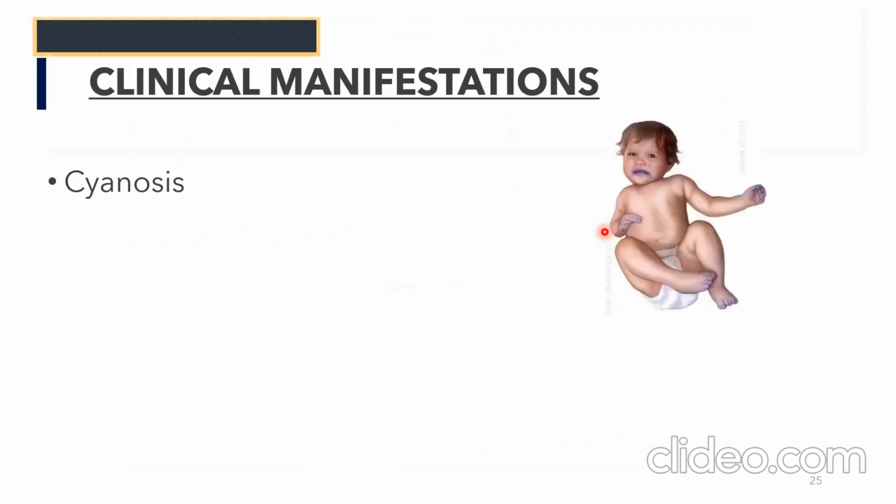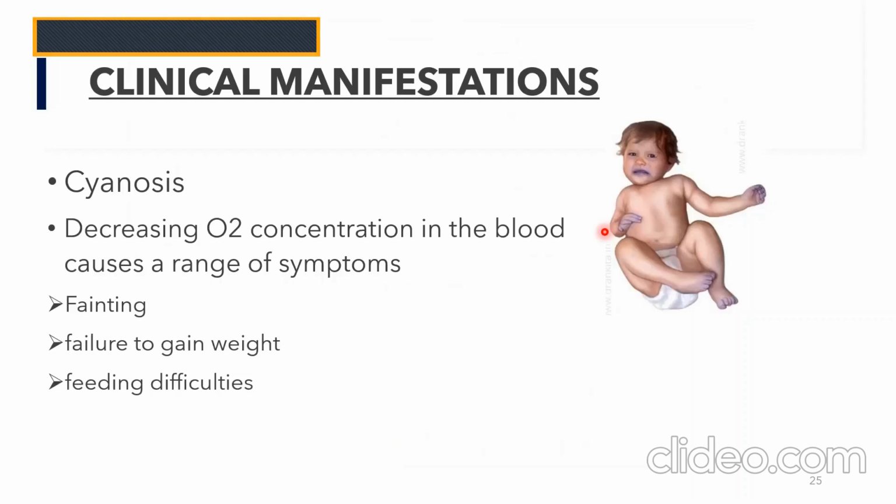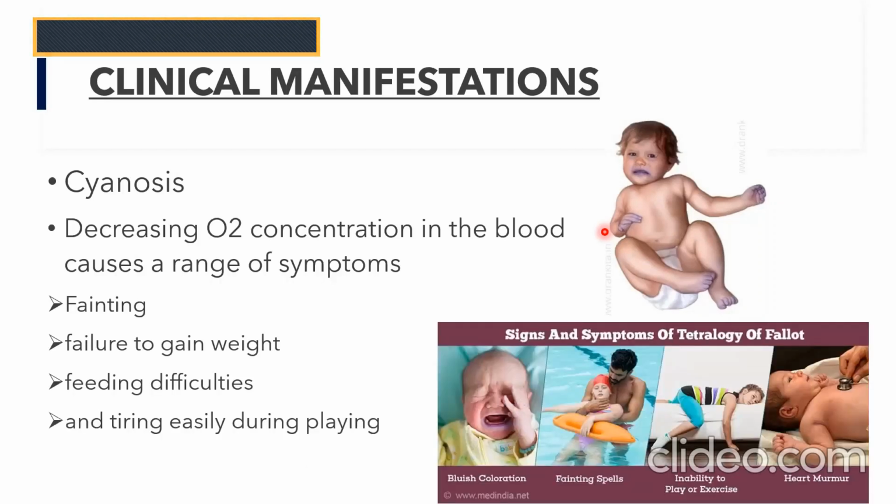So the first clinical manifestation is cyanosis, that is nothing but the bluish discoloration of skin, nail beds and lips. It is due to the decrease in oxygen concentration in the blood, which ultimately leads to a range of symptoms like fainting, failure to gain weight, feeding difficulties and tiring easily during playing. As we see in the image of a little child, there is peripheral cyanosis around the nail beds and central cyanosis around the lips.